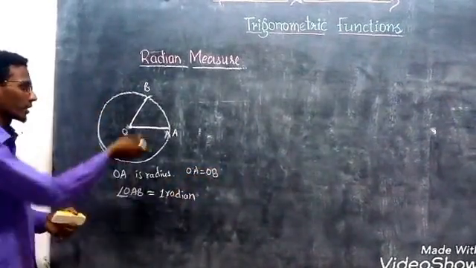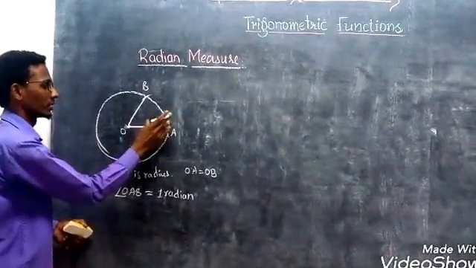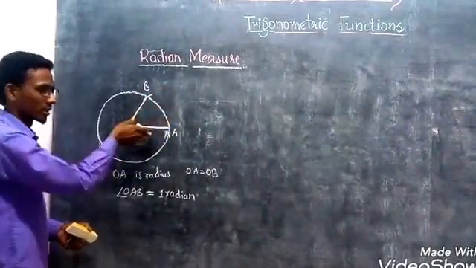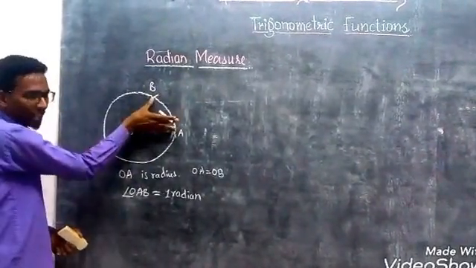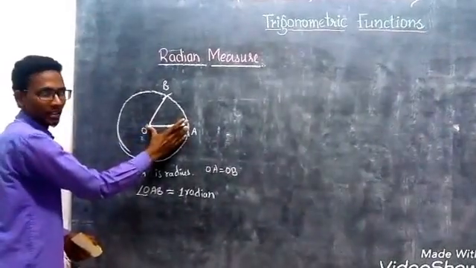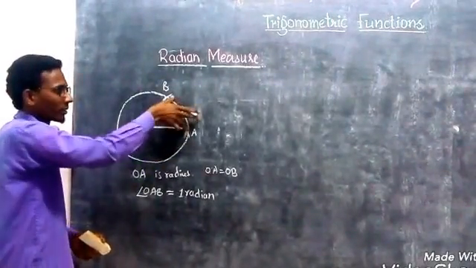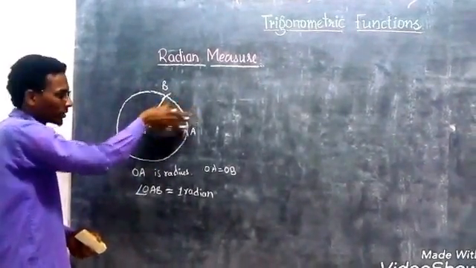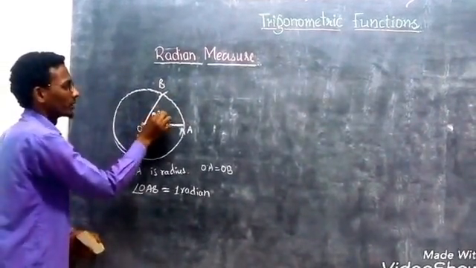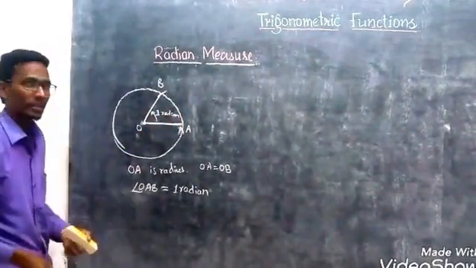So when I cut an arc of the same unit, one unit I have taken, with the same unit I cut the arc. So the angle subtended by the arc at the center of a circle of 1 unit radius, where the length of the arc is 1 unit, is known as 1 radian.